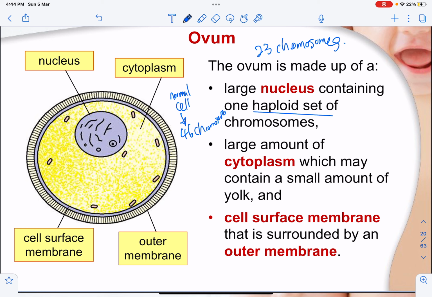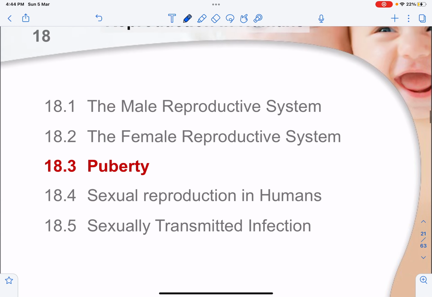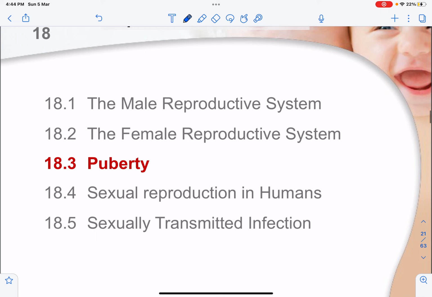A large amount of cytoplasm will also result in a small amount of yolk, and the cell surface membrane is usually surrounded by an outer membrane. Okay, so there we have it. That's generally the male and female reproductive system.